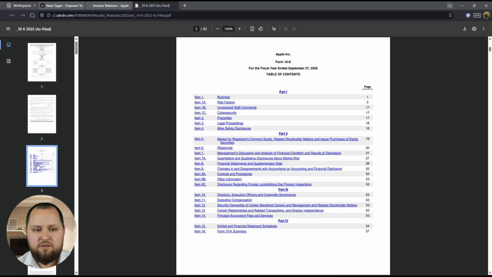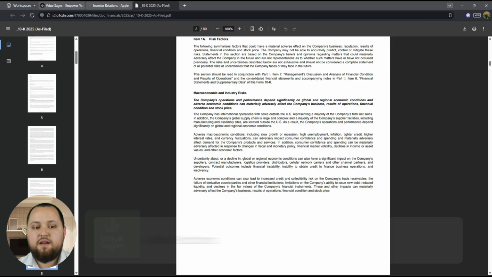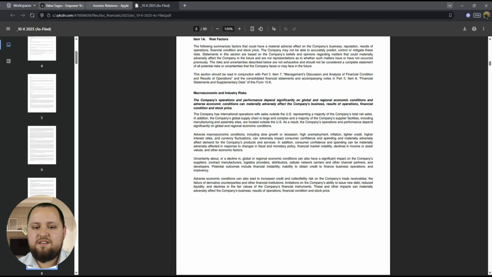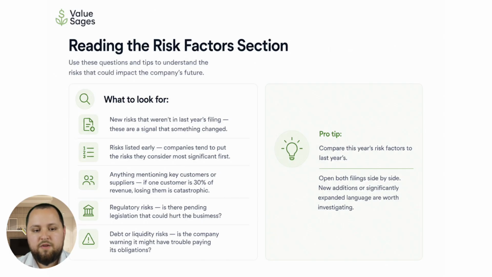Let's now go back to the risk factors. This is one of the most honest sections in the entire document, and most people skip it completely. Don't. Companies are required to disclose every significant risk that could negatively impact their business. Yes, they word things carefully, and yes, some risks are boilerplate language you will see in every filing. But hidden within this section are genuine company-specific concerns that management is legally obligated to flag. What to look for? New risks that weren't in the last year's filing.